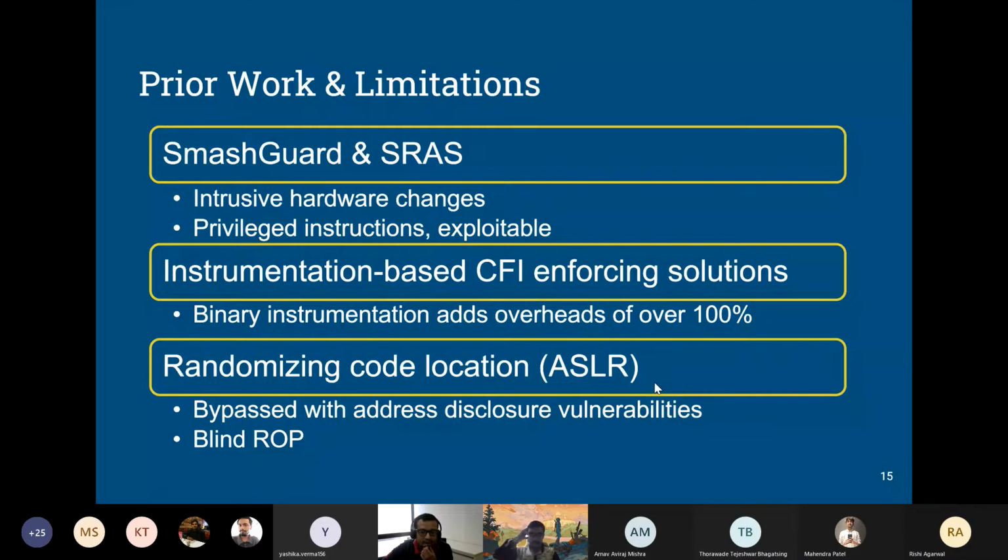What this means is that the code, data, etc., all these various segments, are randomized across the whole address space. However, there are address disclosure vulnerabilities which can be used to bypass this ASLR as well. And then there are also blind ROP attacks that have been done. Essentially, all of these are limited in one or the other manner. Either you cannot prevent the attacks, or you have to have quite high overheads.